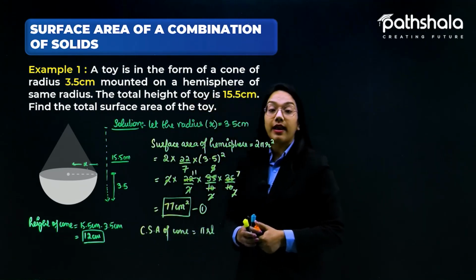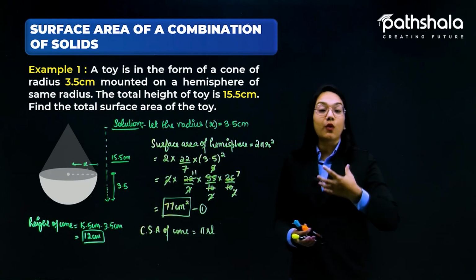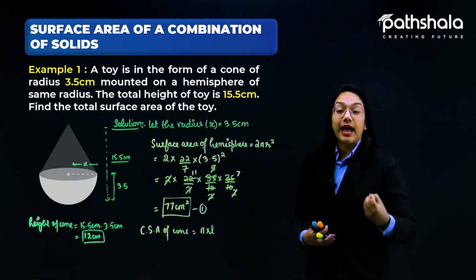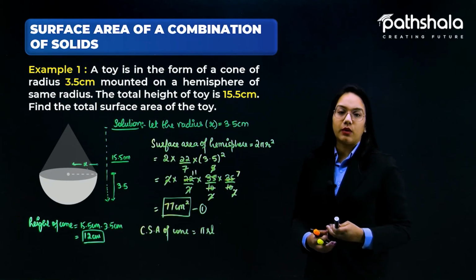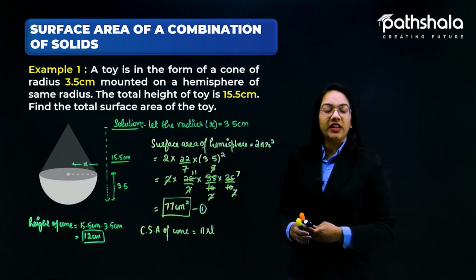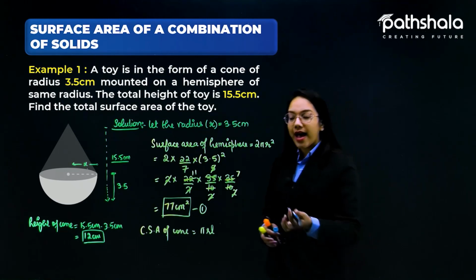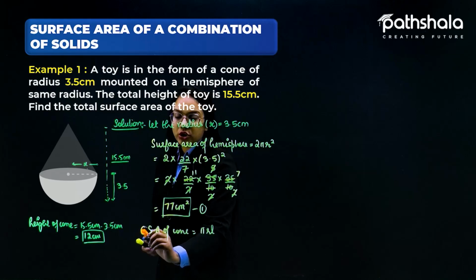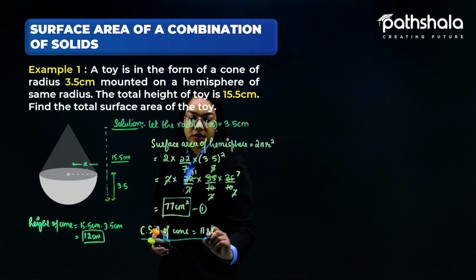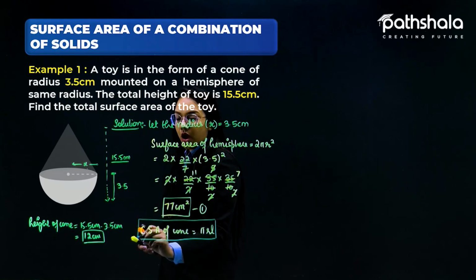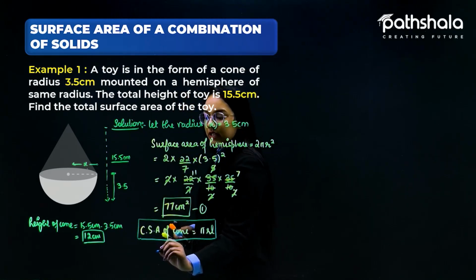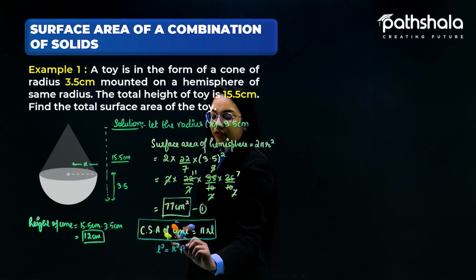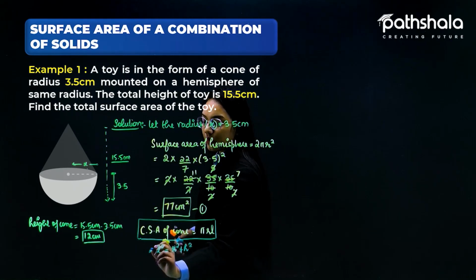This is pi RL. So in order to find the CSA of the cone, we have to find out the value of L, which is called the slant height. So let's find the slant height of this particular cone. We know a relationship between the slant height, radius and the height. Let us suppose I am finding out the L value first, and I'm putting it under a box. So we know that there is a relationship that L square is equal to R square plus H square. We already know about this particular concept.